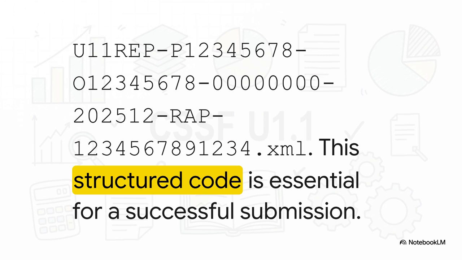Before you hit send, the file itself needs a very specific name. And honestly, this name perfectly shows the level of detail they require. The XML file name is basically a structured code. It has the report type, the sender's ID, the fund's CSSF codes, the reporting period, and a unique timestamp. Getting this name right is literally the first hurdle to a successful submission.